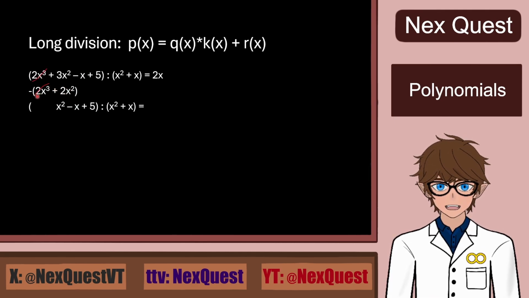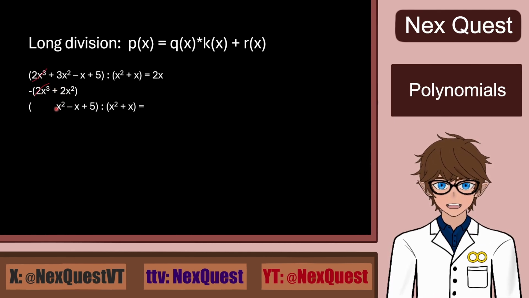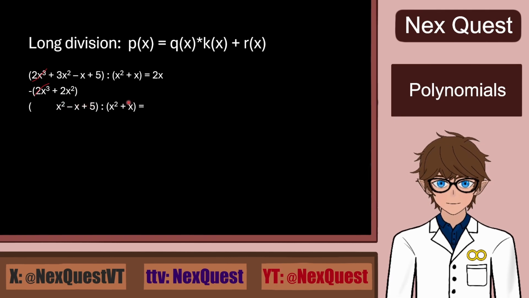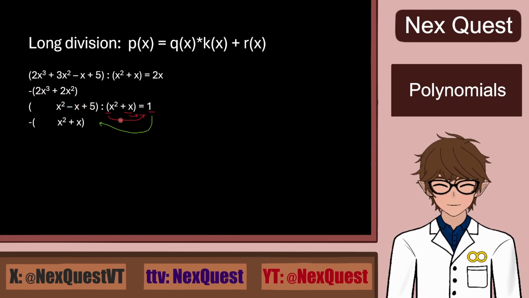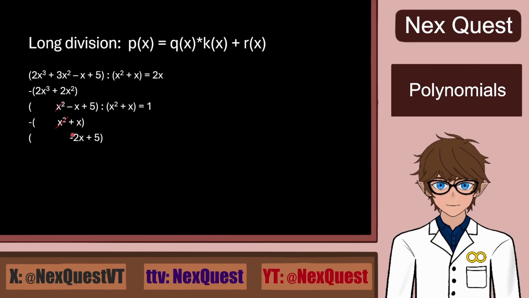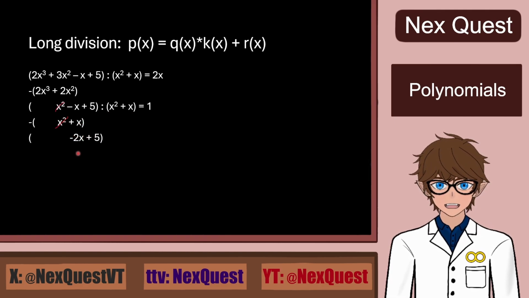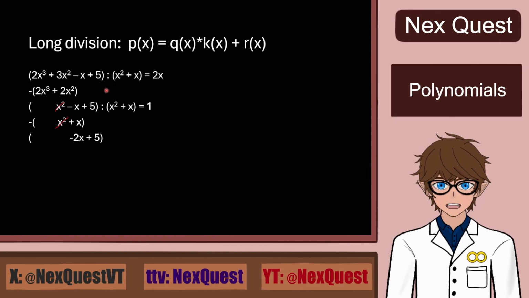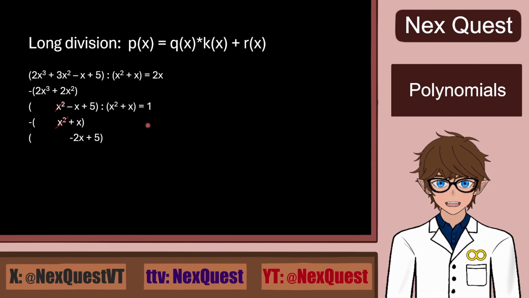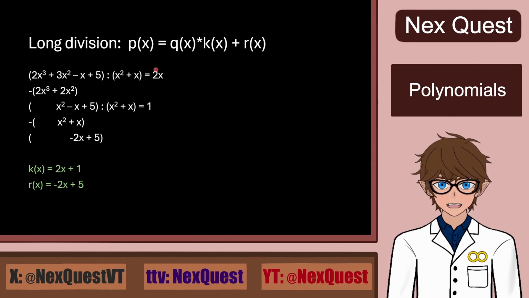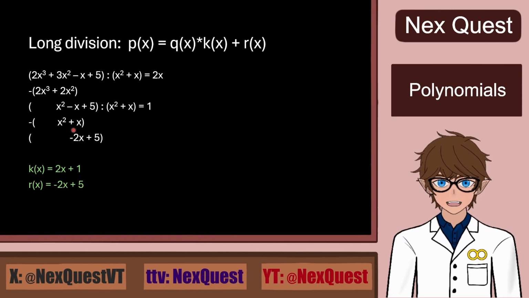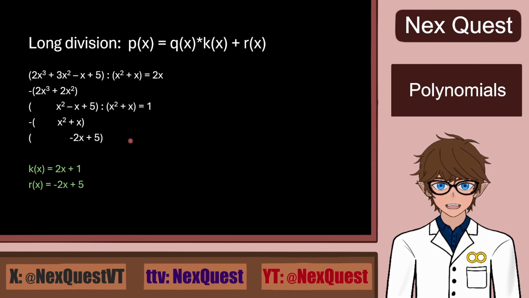I subtract that from the original polynomial, and we're left with x squared minus x plus 5 divided by q of x. We repeat the same division step again, multiply back, subtract, and we're left with minus 2x plus 5. And since the degree of this polynomial is less than the one of the q of x, we're done. So our k of x is 2x plus 1, and our remainder is minus 2x plus 5.